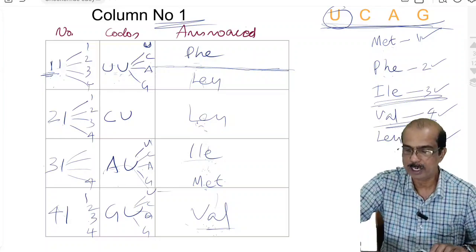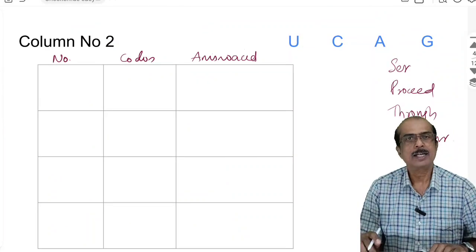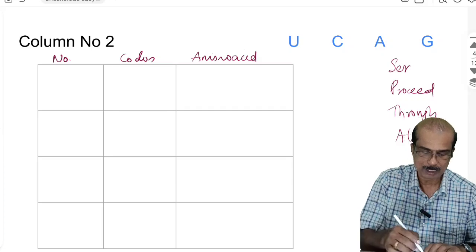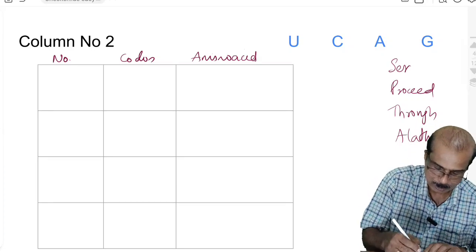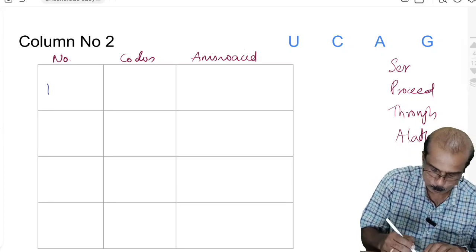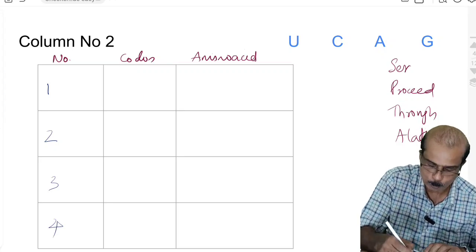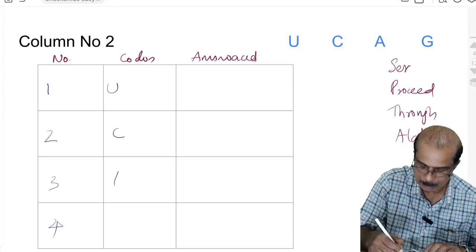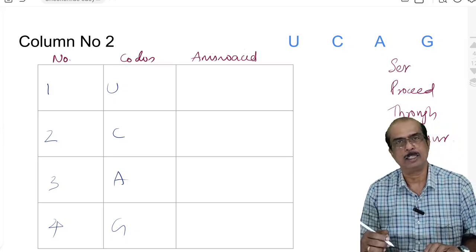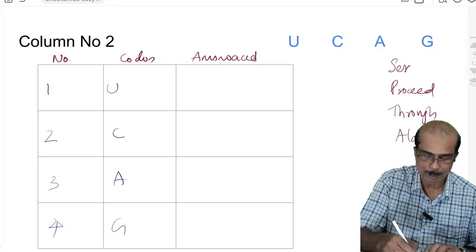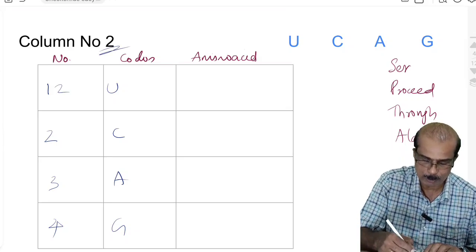The first column is over. Let us move to the second column. Here is the first row, second row, third row, fourth row. In the first row, U, C, A, G is the first nitrogen base. Being column number 2, the second number will be 2.